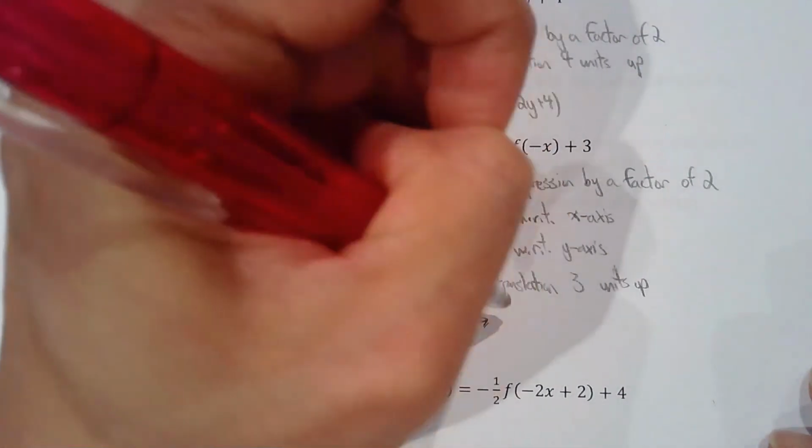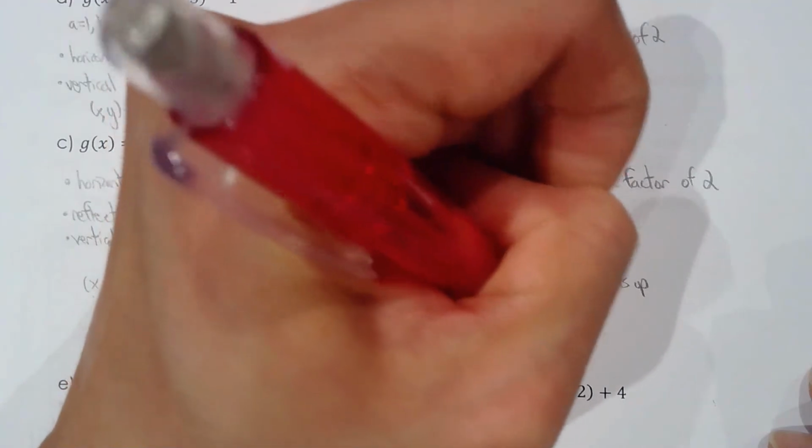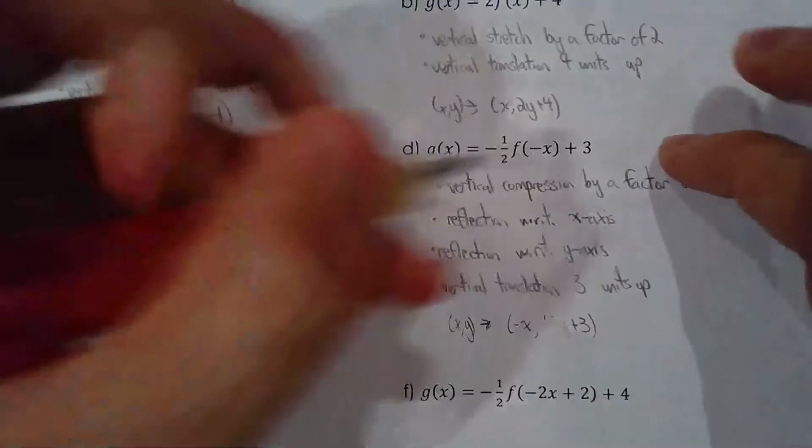All right, so we're looking at negative x, negative half y plus 3. It's negative half y.